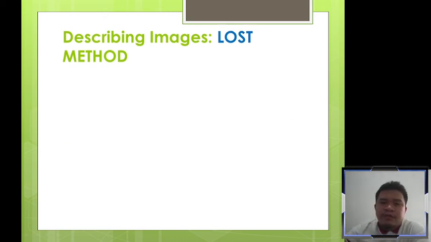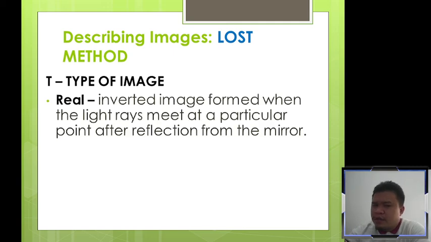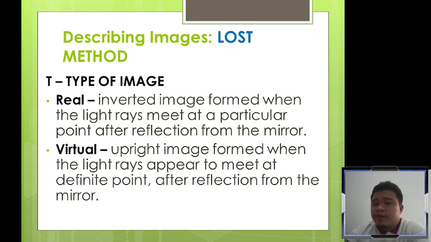Now, how about T, type of image? When you say type of image, we can only have two types. We have real images and we also have virtual images. Real images are inverted images formed when the light rays meet at a particular point after reflection from the mirror. Real images are inverted, meaning to say they don't have the same orientation as that of the object. So if an image is inverted, then that means the image is a real one. And what's amazing about real images is that you can always project them on a screen, like in projectors.